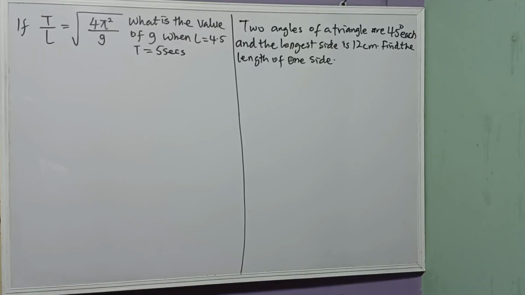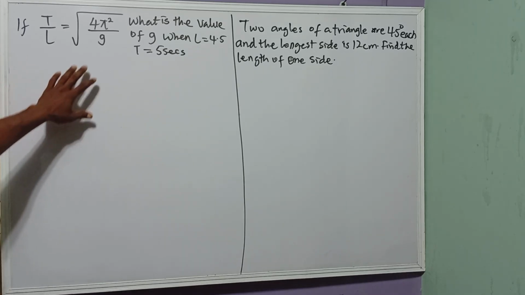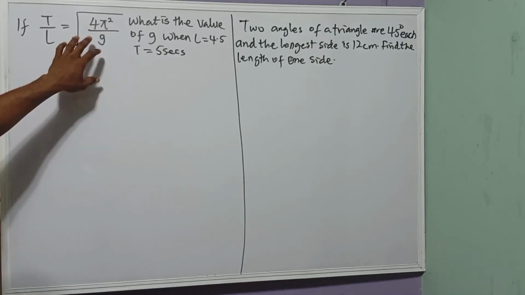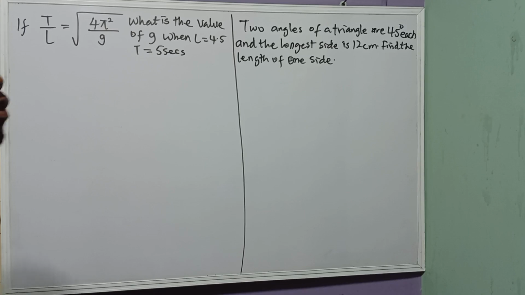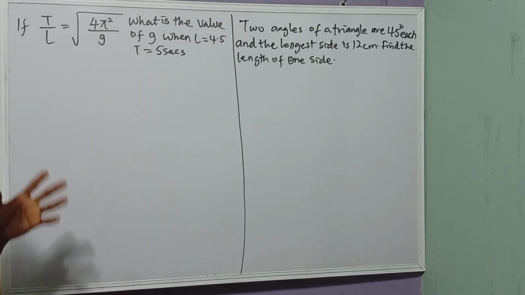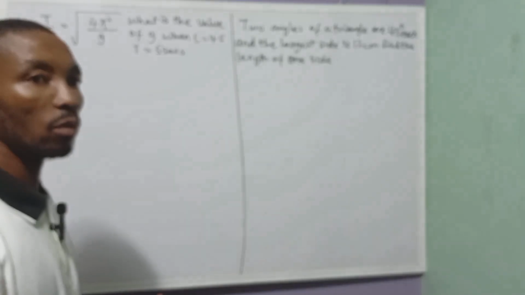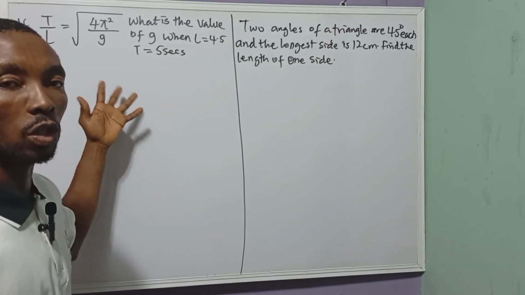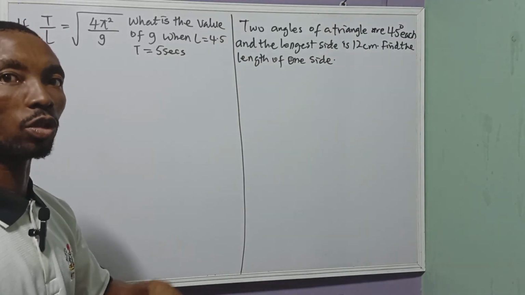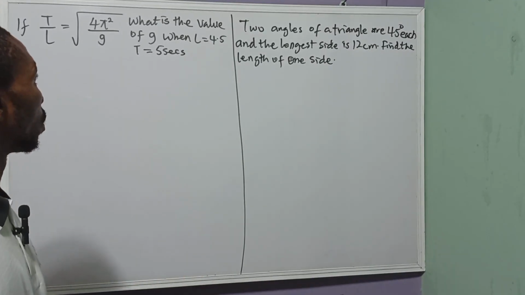If t over L equals root of 4 pi squared over g, what is the value of g when L equals 4.5 and t equals 5 seconds? Now, for us to find the value of g, we would make g the subject of the formula. And we've done a comprehensive video on change of subject of formula. So do well to check our channel for more studies.